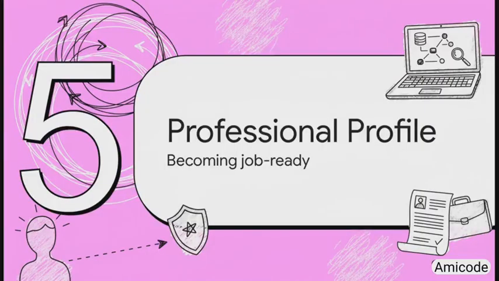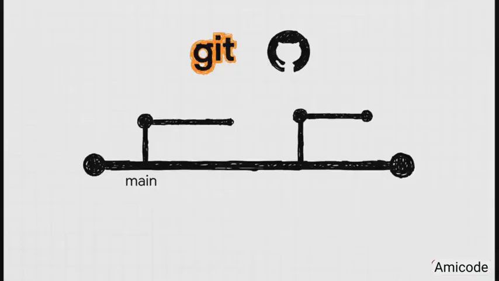Okay, we're on the home stretch. Phase 5 is all about polishing your professional profile. You've got the skills, now it's time to make sure everyone else knows it. These are the final steps to getting job ready. First things first, let's talk about version control. This is completely 100% non-negotiable. Every single professional backend engineer lives and breathes inside tools like Git and GitHub. It's how you save your work, how you collaborate with a team. If you want a job, you have to know this stuff.